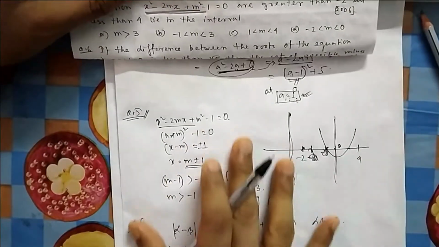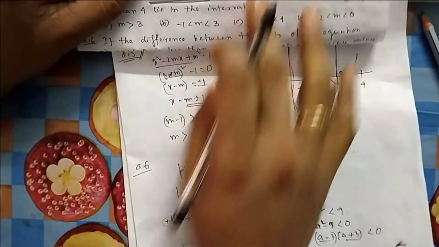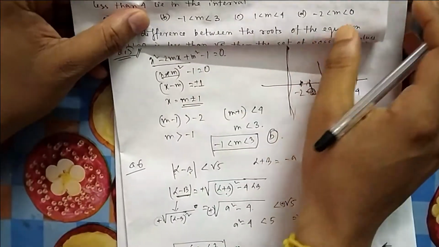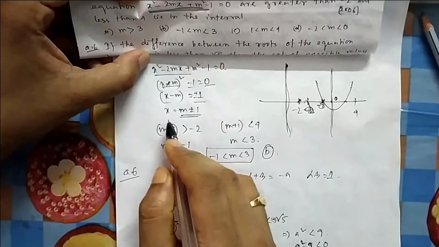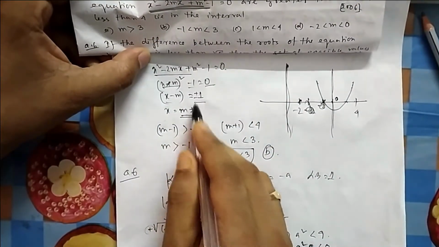So you can see this is already given in a minus b whole square format. So a minus b whole square equals 1, so this will be equal to plus minus 1. That means your x equals m plus minus 1.